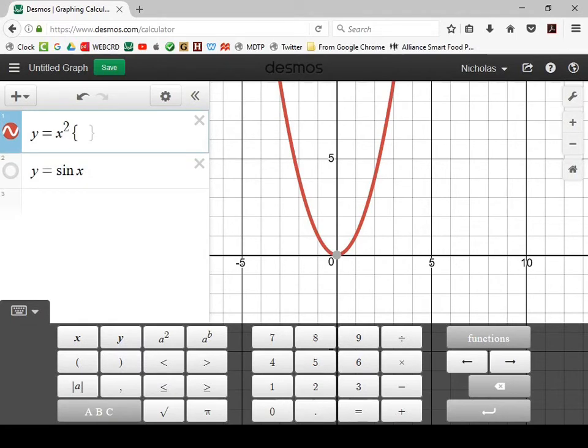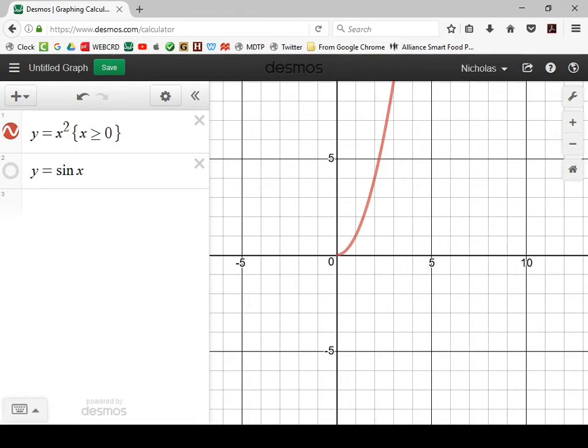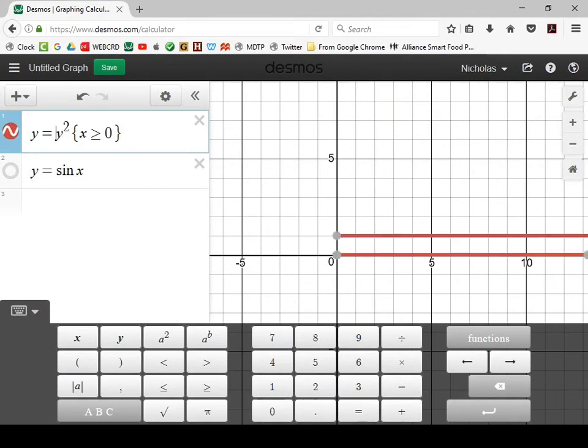I could say x has to be greater than 0. Or I could say greater than or equal to 0. Boom. Now would this have an inverse? Yes.